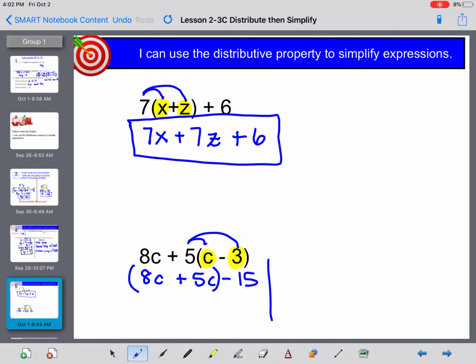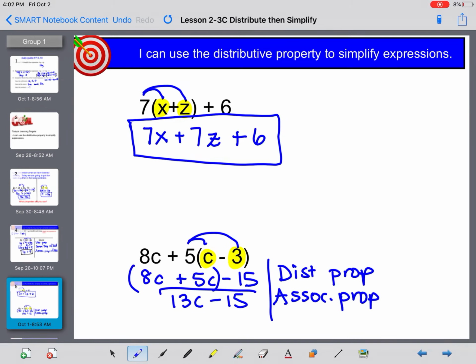So using the associative property, I am going to call this 13c minus 15. And that was from the associative property. And this is your answer. You cannot combine it any further than that. All right.